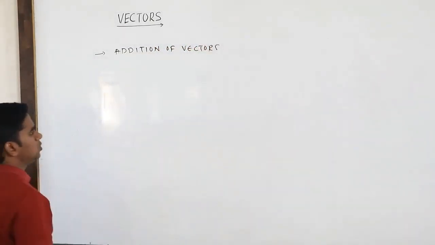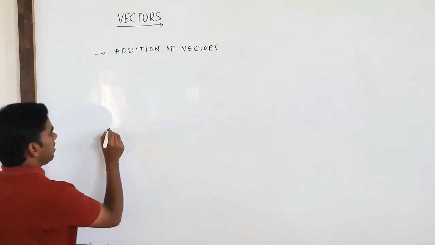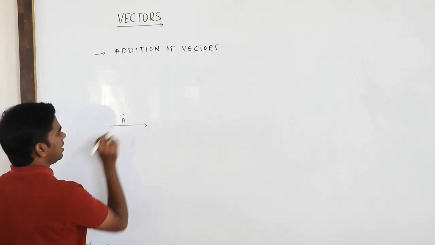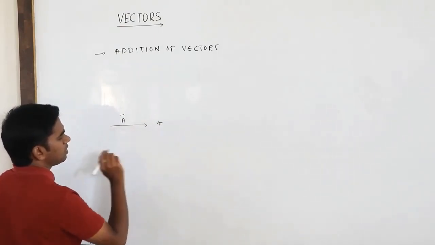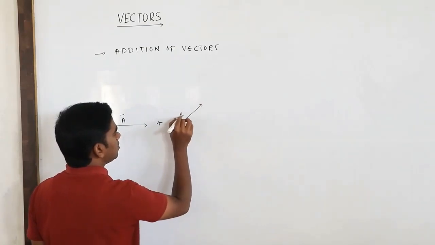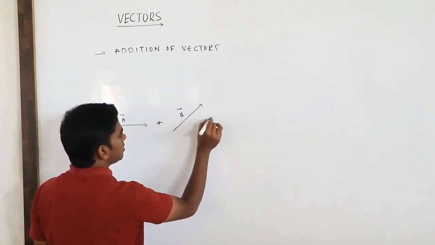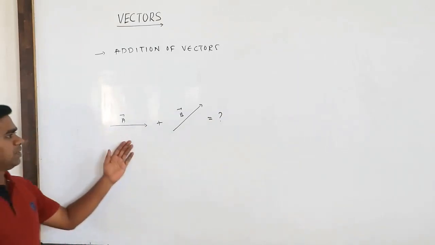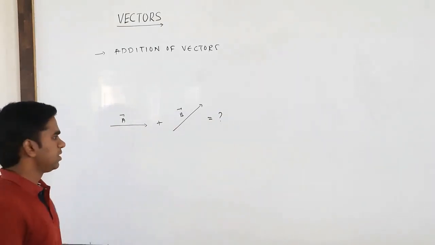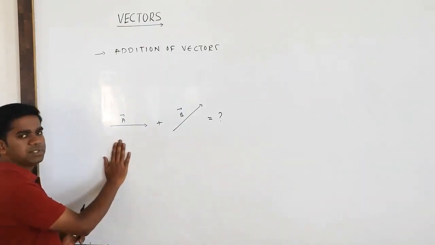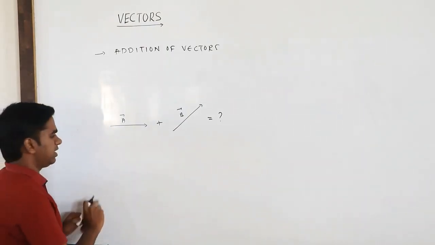Suppose I have one vector over here. Say this is vector A. I want to add this vector with another vector which is in this direction. I call this vector B. They are asking what is the result. If we add these two, what will be the resultant? Very simple. The first step is to draw the first vector in the given direction as it is.